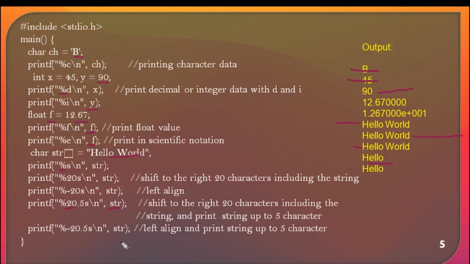Okay, if you want to display the same with left alignment, we can specify %-20.5s. It also displays only 5 characters because we specified .5. Okay, hello is displayed with left alignment. This is the example of using the different format specifiers.